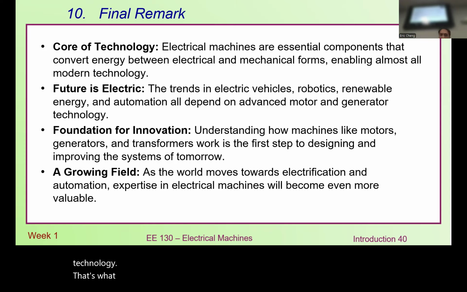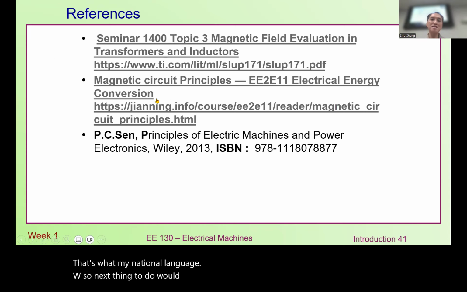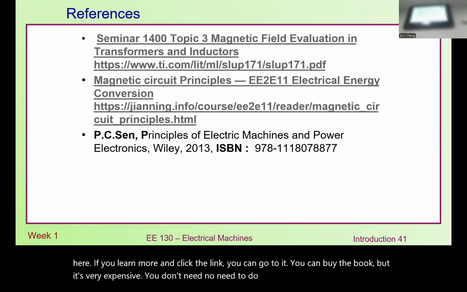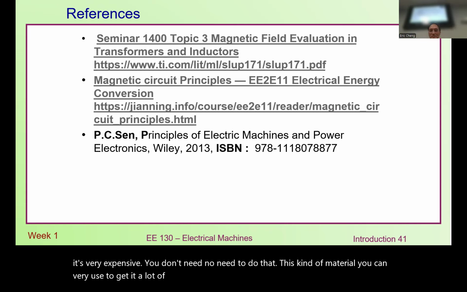Okay. Good. So the next thing to do is go to the next class. There are some references here. If you want to learn more, click the link and you can go to it. You can buy the book, but it's very expensive. You don't need to do that. Some material you can get very easily. There are a lot of references on the internet.